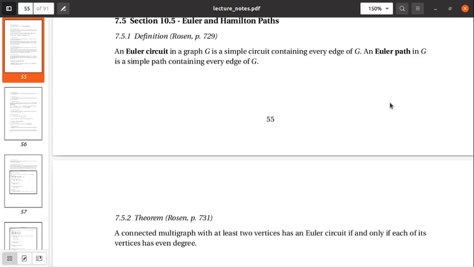An Euler path in G is a simple path containing every edge of G. So the distinction between the circuit and the path is, in both of them you're consuming every edge, but if you have a circuit, then you end up back where you started, and if you have a general path, then you don't necessarily end up back where you started. But in both cases, in order for it to be of the type that Leonard Euler studied, it has to consume every edge in the graph.